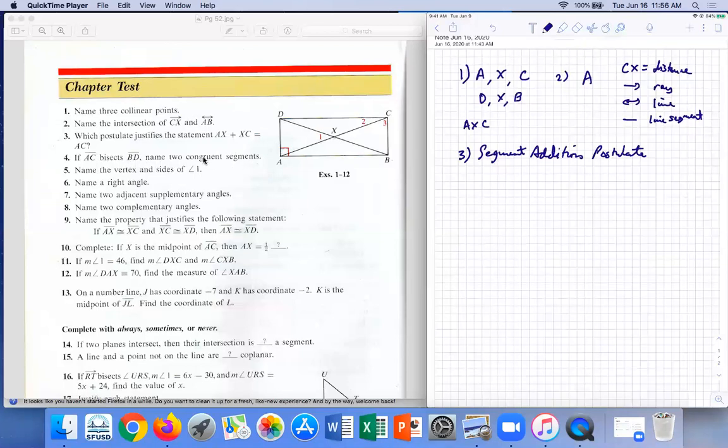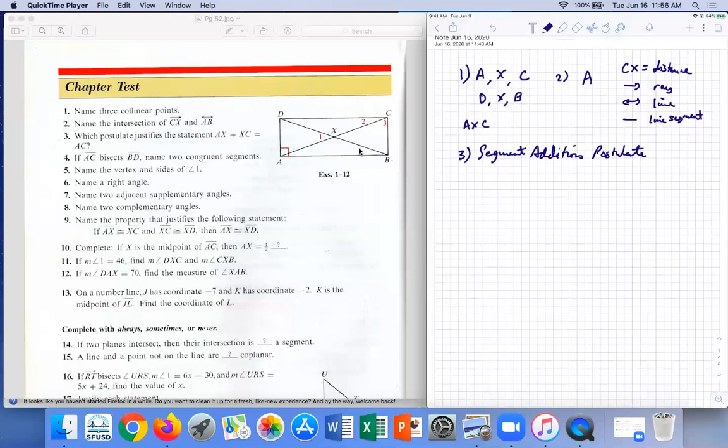Name two congruent segments. Congruent just means they're the same length, right? For segments it's the same length, but you'll have congruent angles and other congruent figures. So congruent just means the same, right? If AC bisects BD, what's being bisected is BD. So BD is being cut into two equal parts.